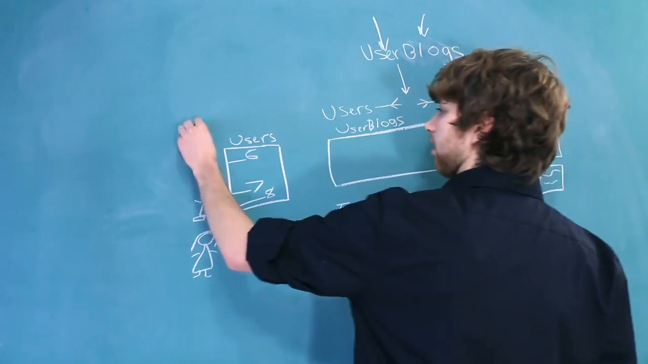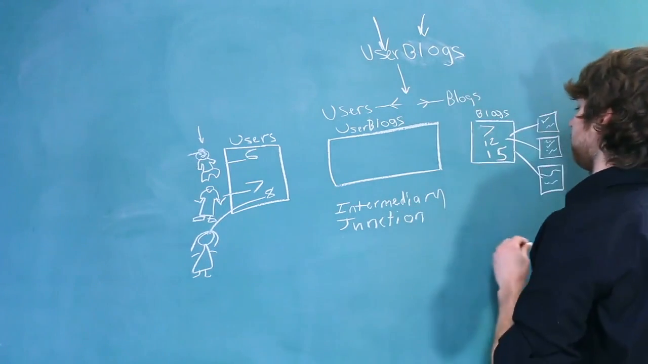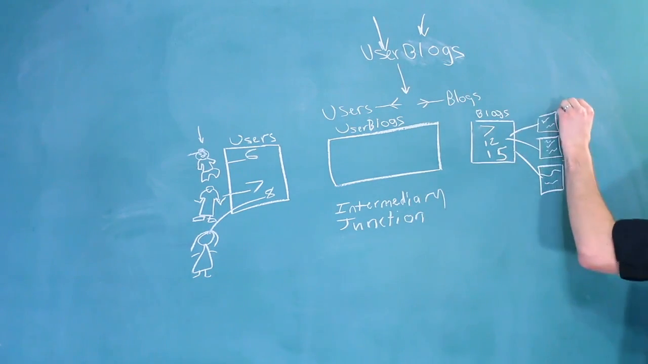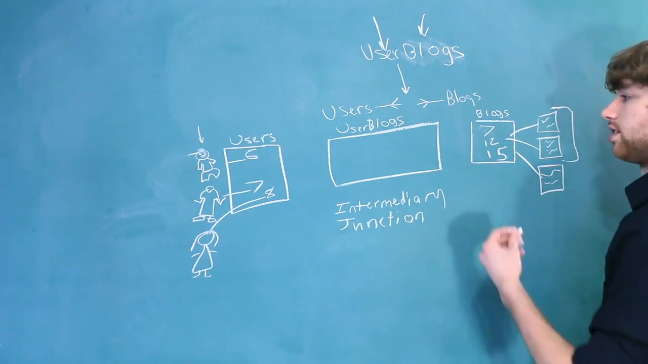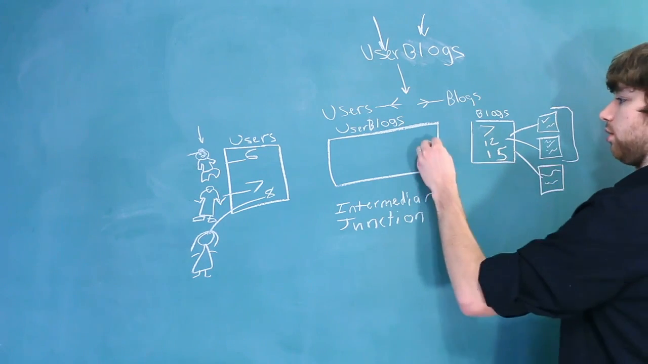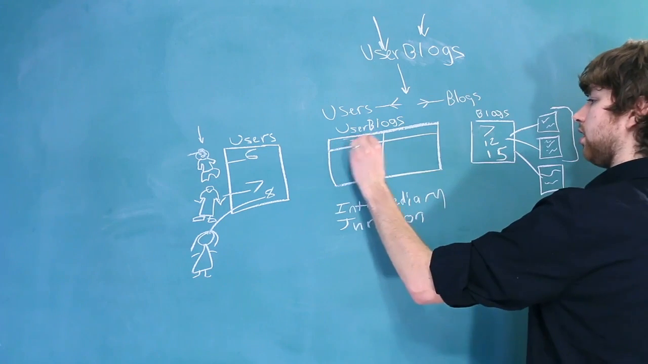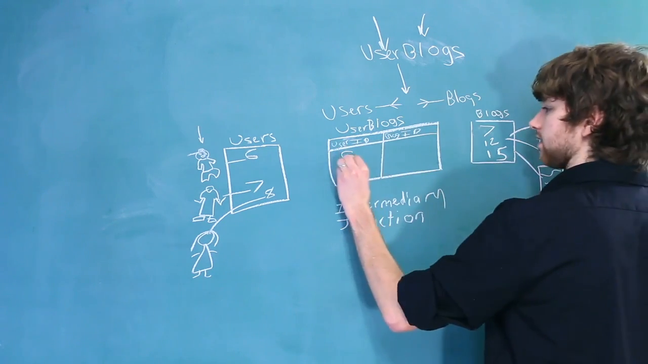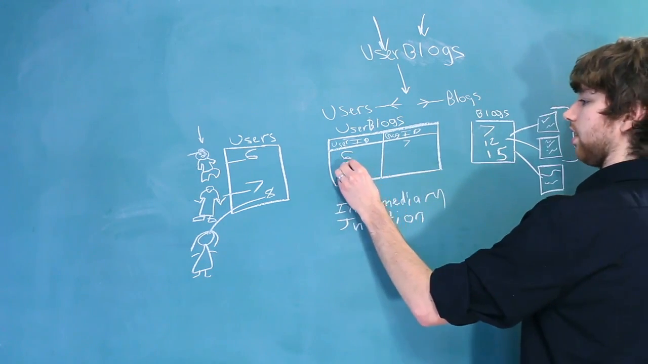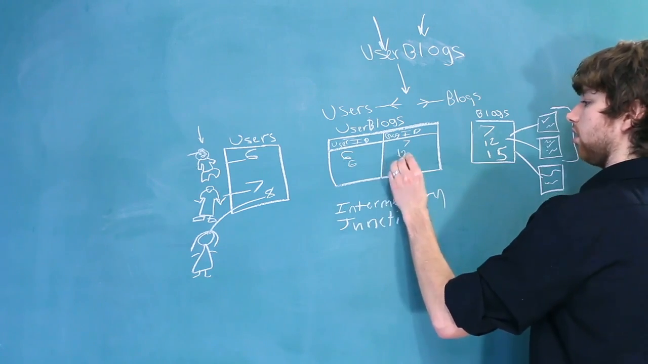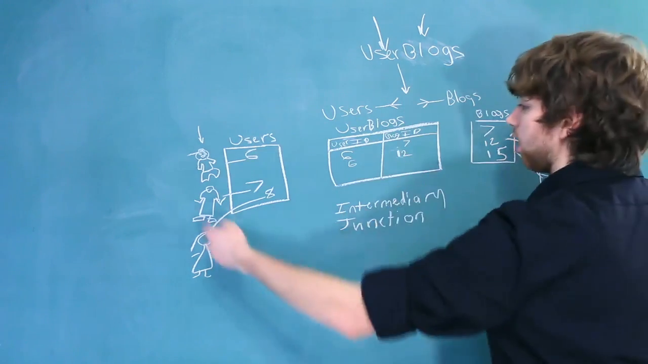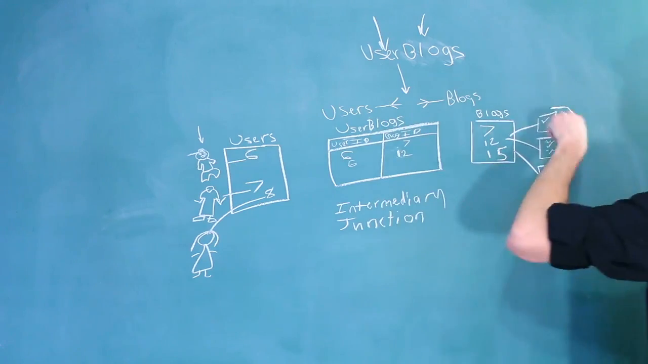So let's say this guy right here, he authored these 2 blogs. All we would have to do, for every blog he's associated with, is create a row. The columns in here are going to be the IDs. So we could say 6, 7, and then we have another row, 6, 12, and that shows the combination of this user with these 2 blogs.